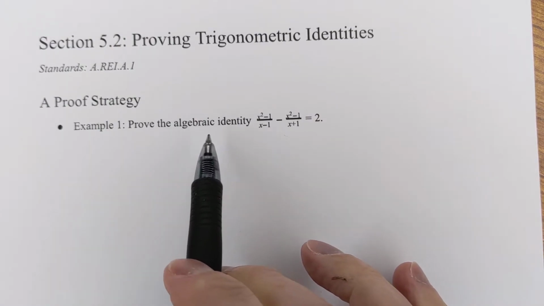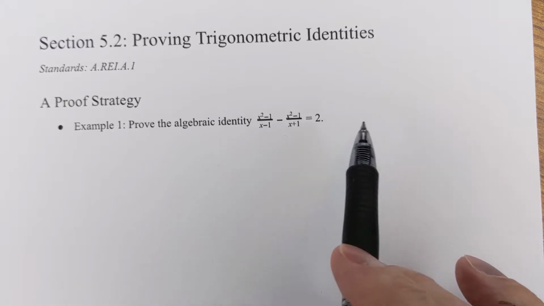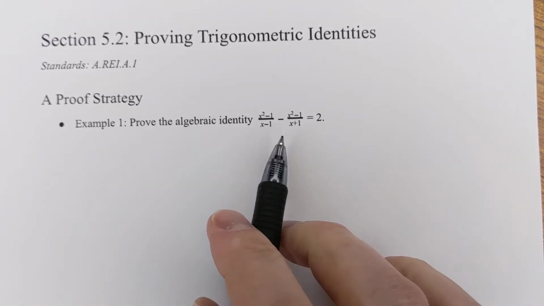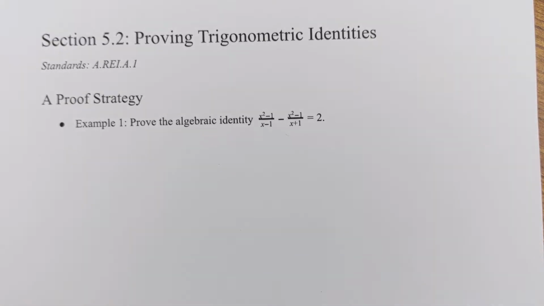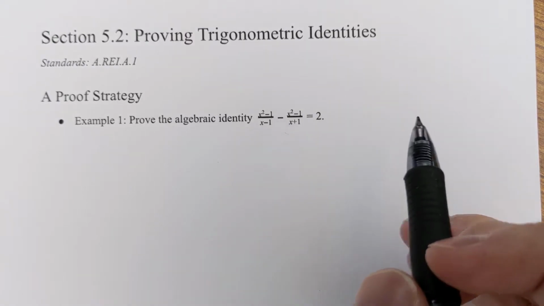So it says prove the algebraic identity x squared minus 1 over x minus 1 minus x squared minus 1 over x plus 1 is equal to 2. So we need to transform one side of the equation into the other. Now, it's usually easier to start with the more complicated side and try to simplify it, as opposed to taking the simpler side and making it more complicated.